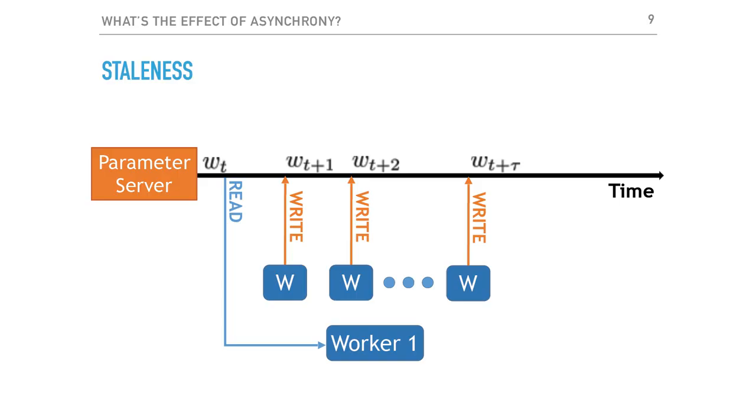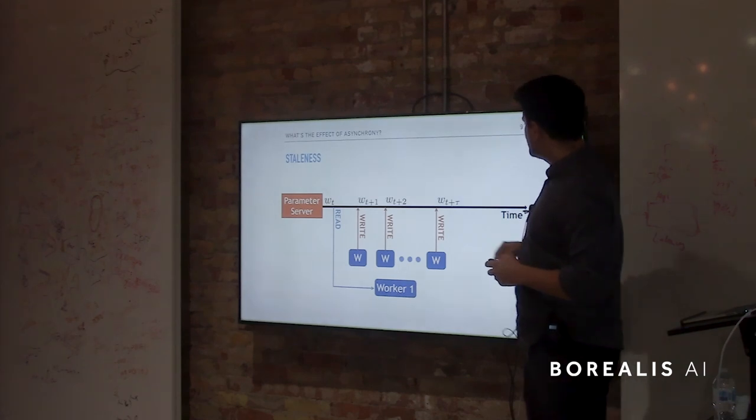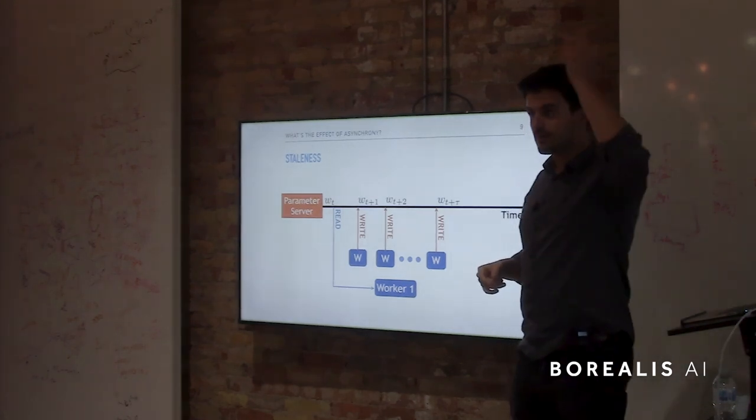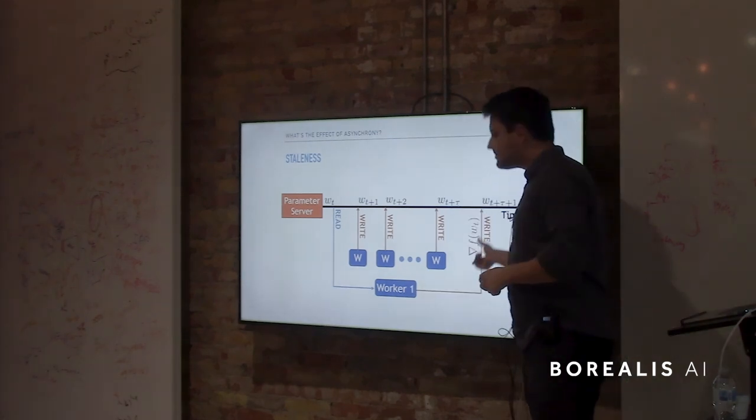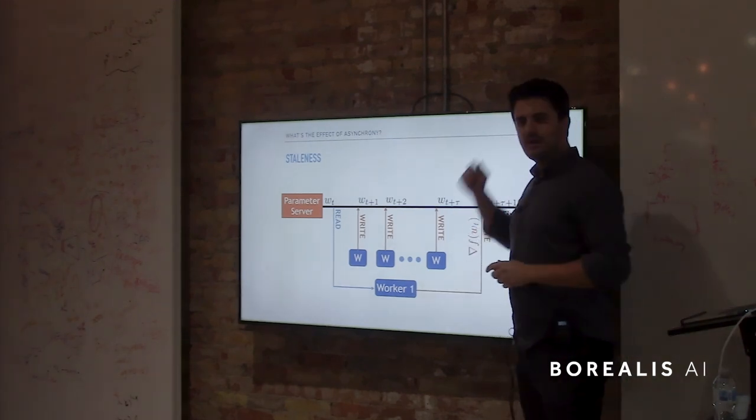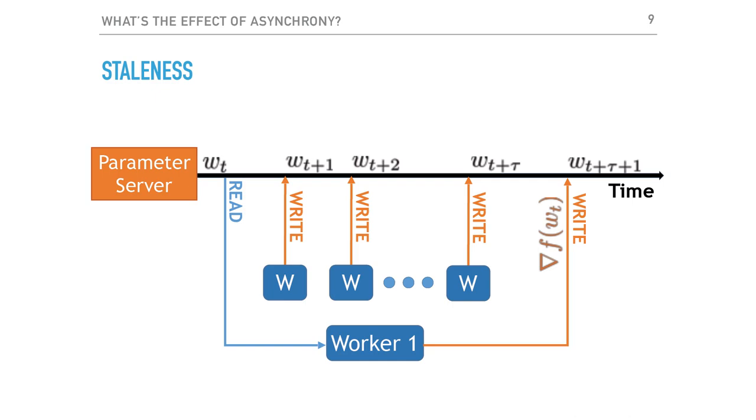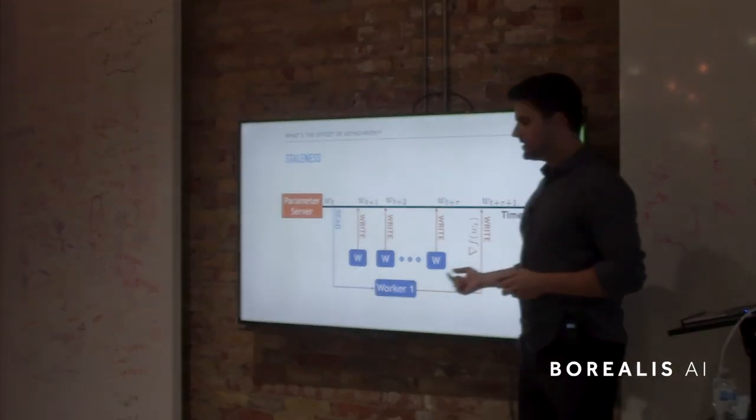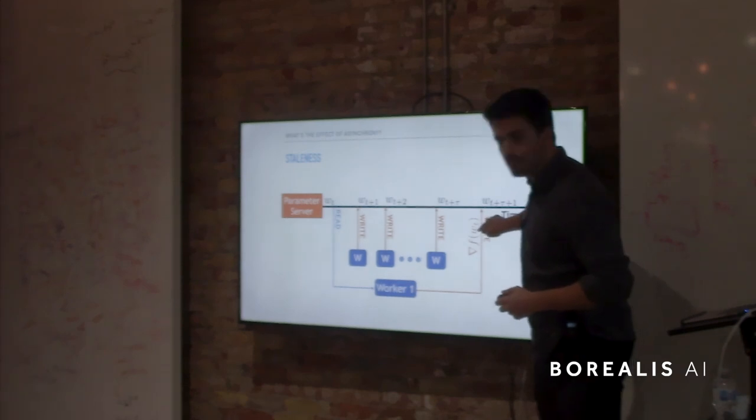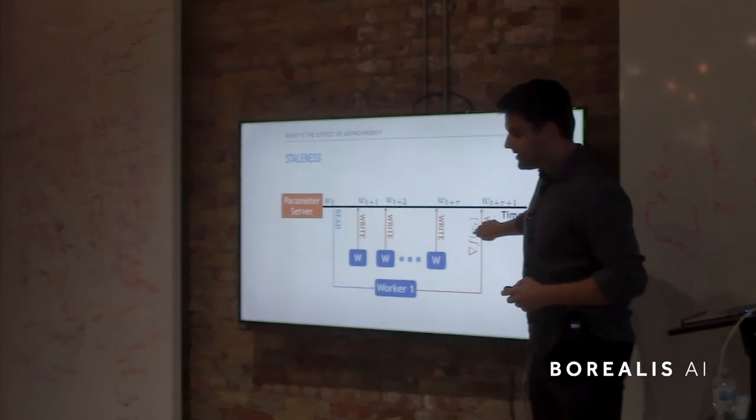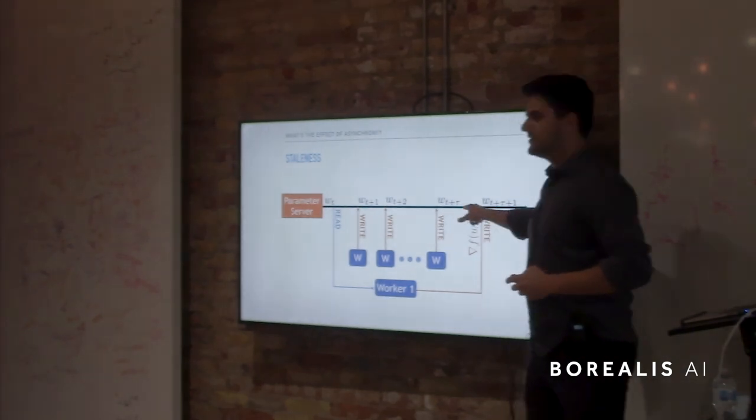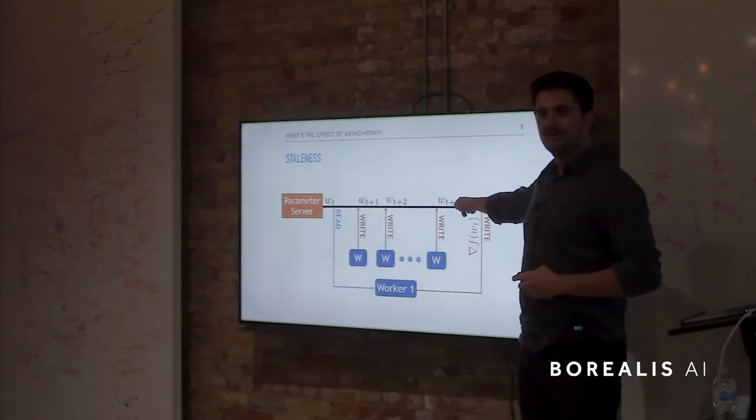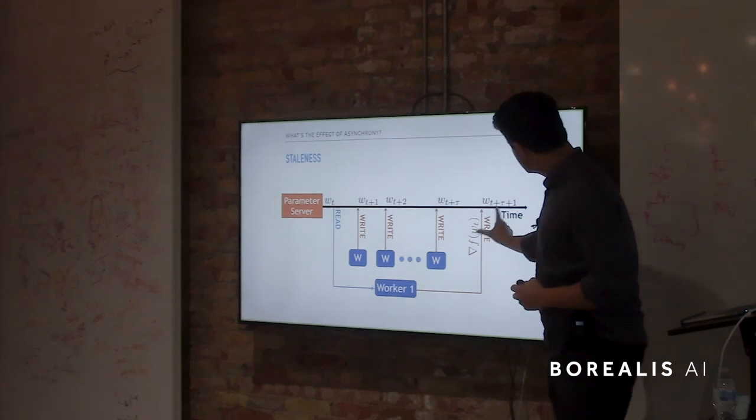And then at some point, presumably after tau intermediate writes by other workers, our worker is ready to send back their gradient and update the model one last time. So while we have been computing our gradient based on model WT, the model has changed tau times. The model has been updated tau times. And now we have this discrepancy.